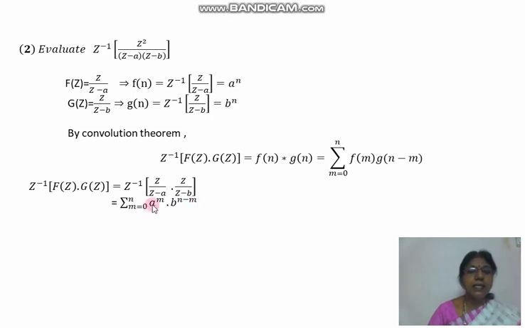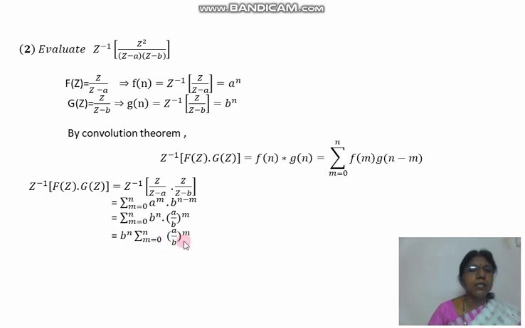It can be written as a power m, b power n, 1 by b power m. This is minus m, that is, b power minus m means 1 by b power m. So b power n, 1 by b power m, a power m, we can write as a by b whole power m. Sigma b power n, a by b whole power m. Now b power n is a constant, the summation is only for the m terms, we substitute m as 0, 1, 2, 3, 4, so take the term with n outside: b power n sigma a by b whole power m.